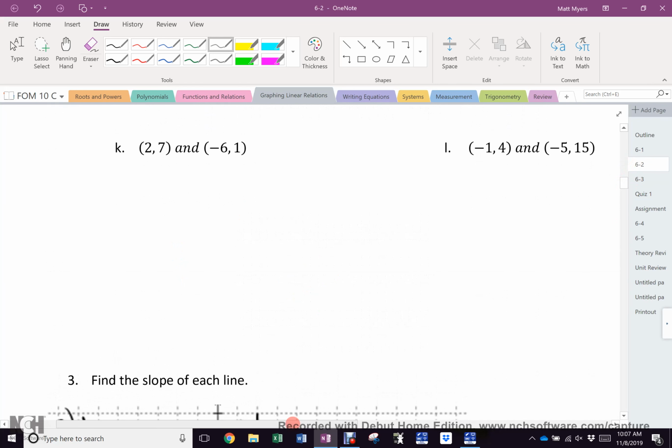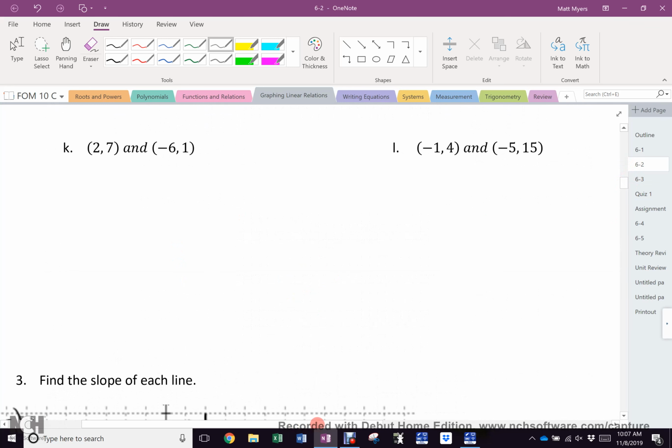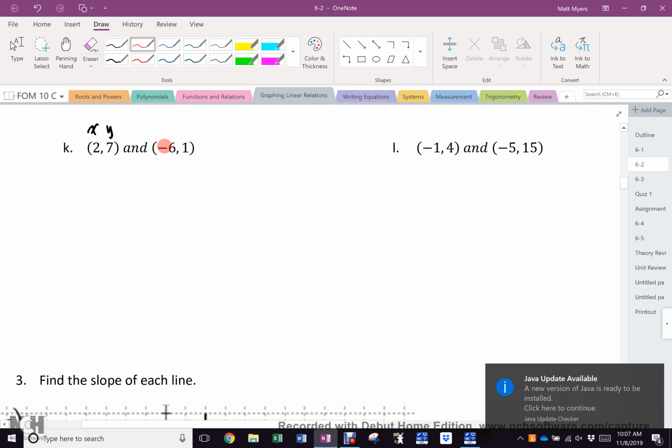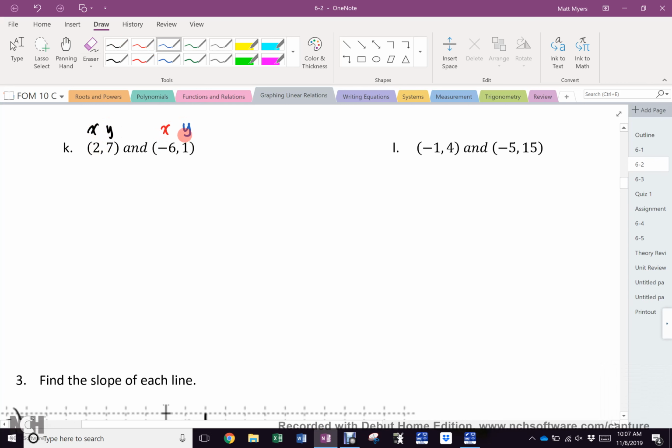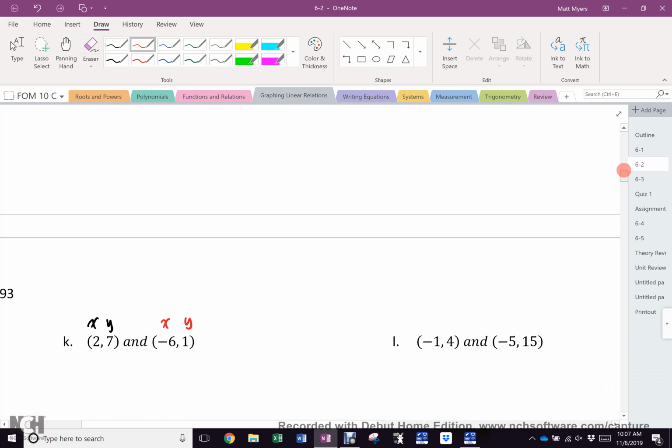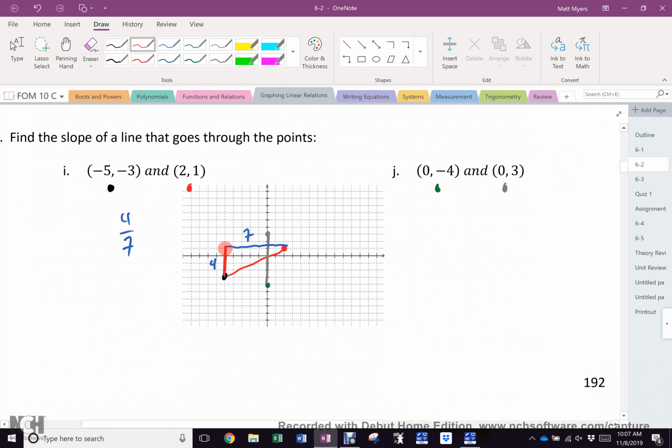What's different with K and L? What's missing? There's no graph. Do I need a graph? No, because we know how this works, right? What letter does that 2 represent? X. What letter does that 7 represent? Y. What letter does that -6 represent? X. What letter does that 1 represent? Oops. Y. So I know that my slope is how far I went on the y-axis divided by how far I went on the x-axis, yes?